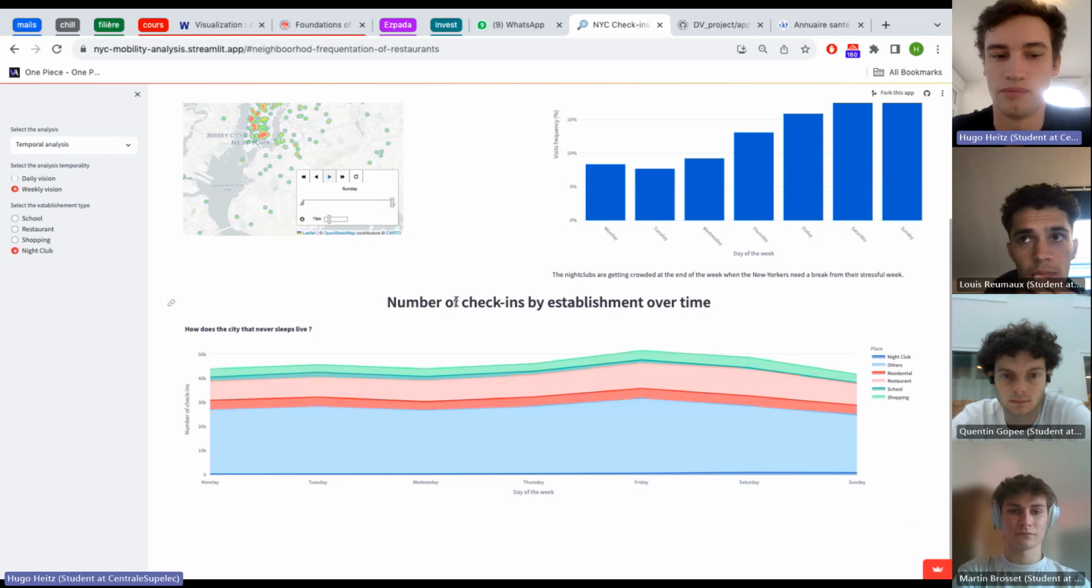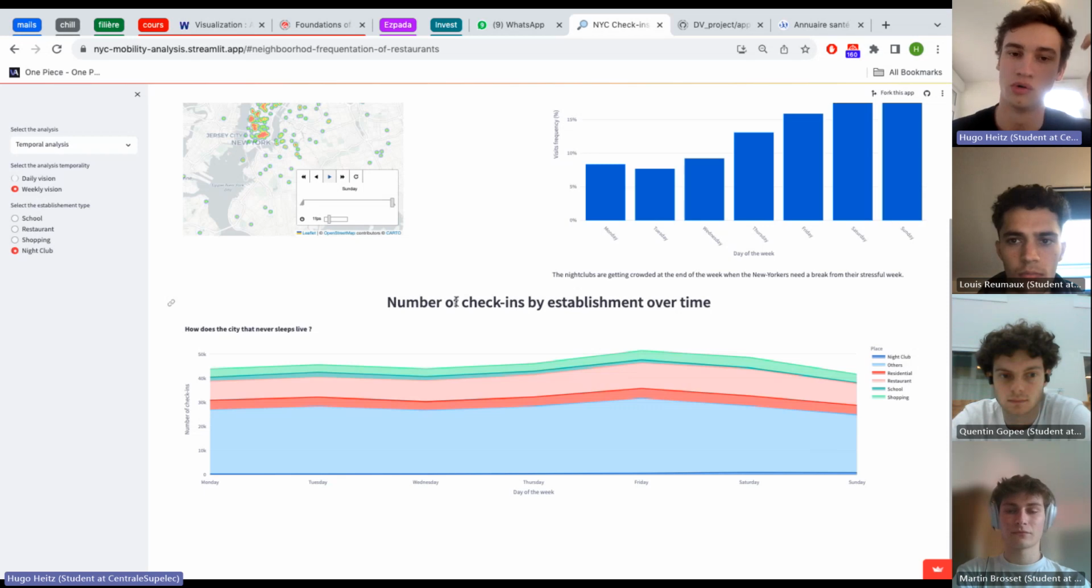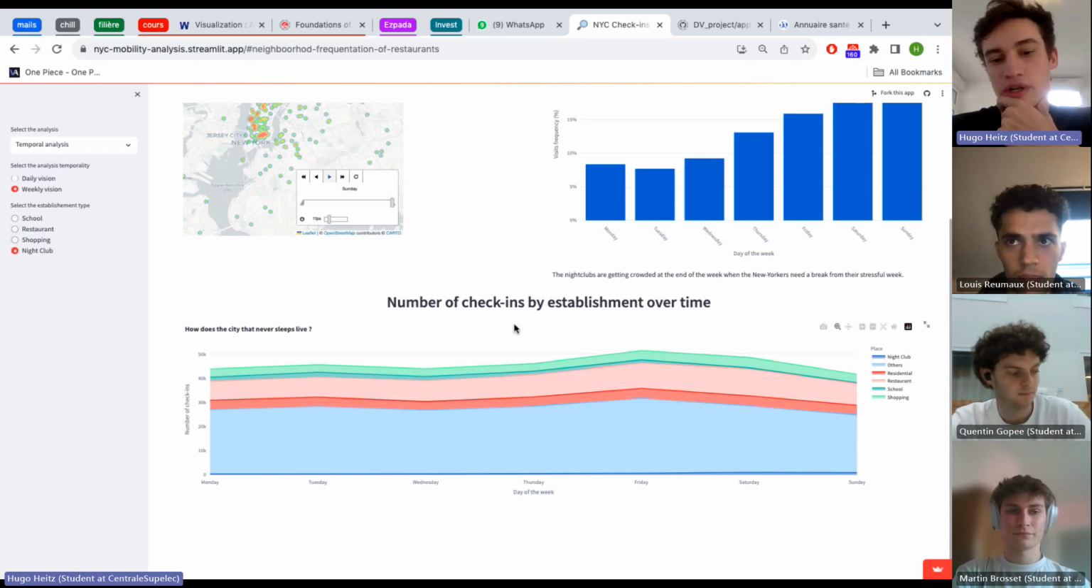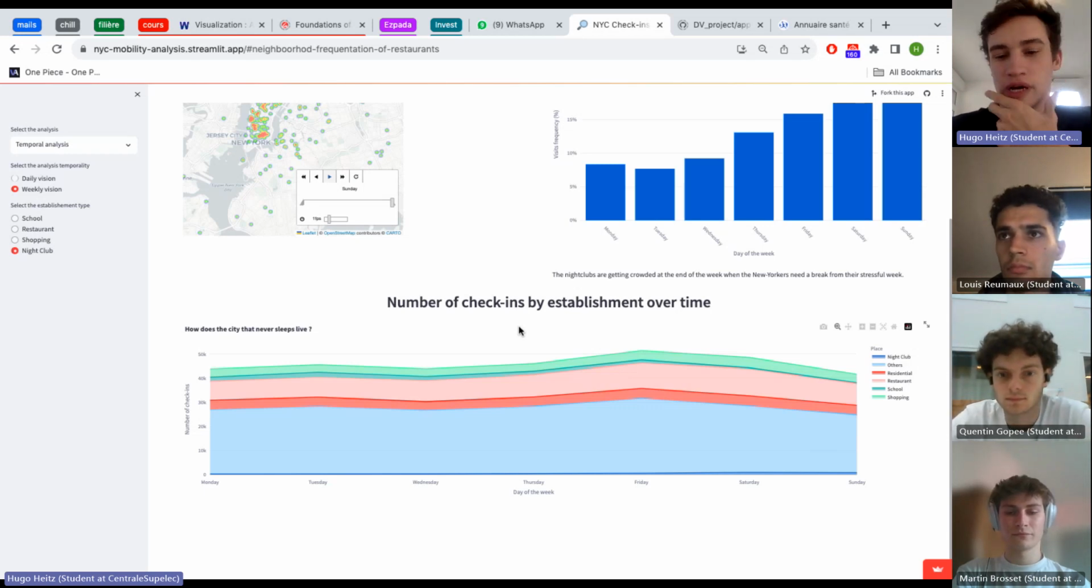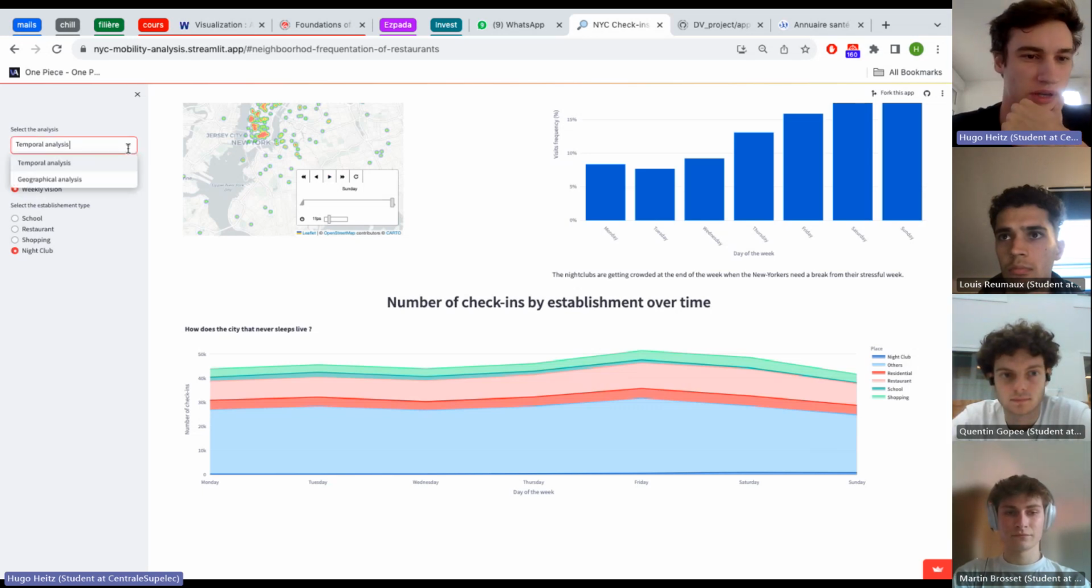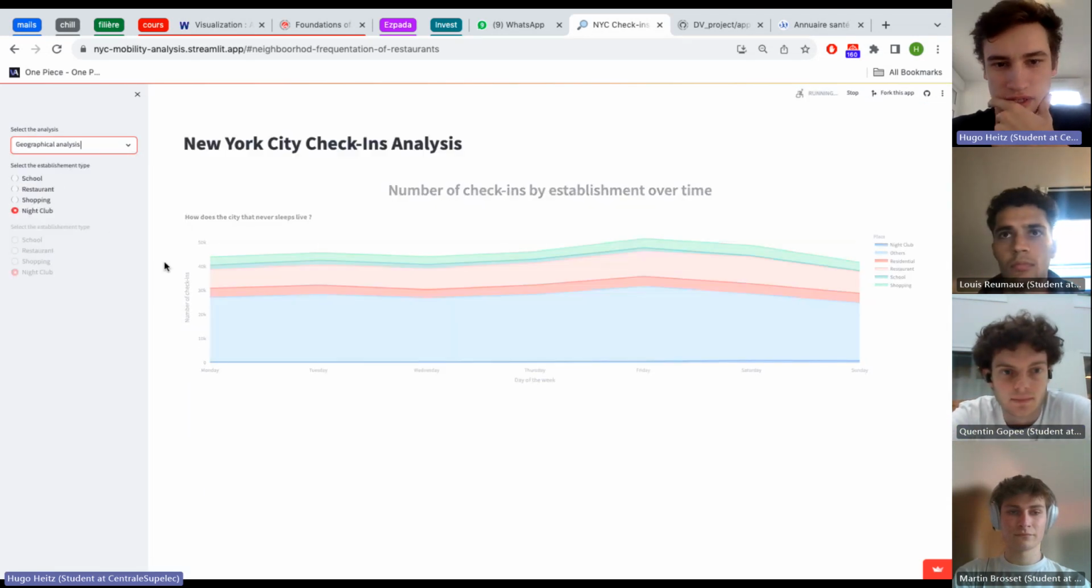From the point of view of the number of check-ins by kind of establishment or facilities, we observe a much more homogeneous display of the frequentation over the course of a week, rather than during a day. We obviously observe a decrease during the night and an increase over the day. So this is the end of the temporal analysis, and now for the geographical analysis.